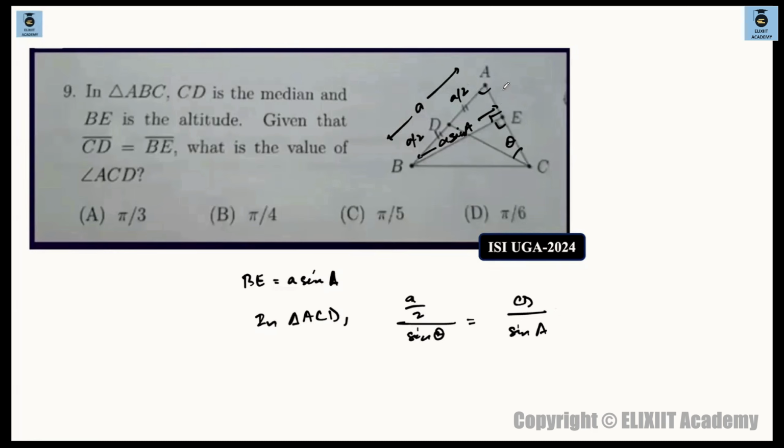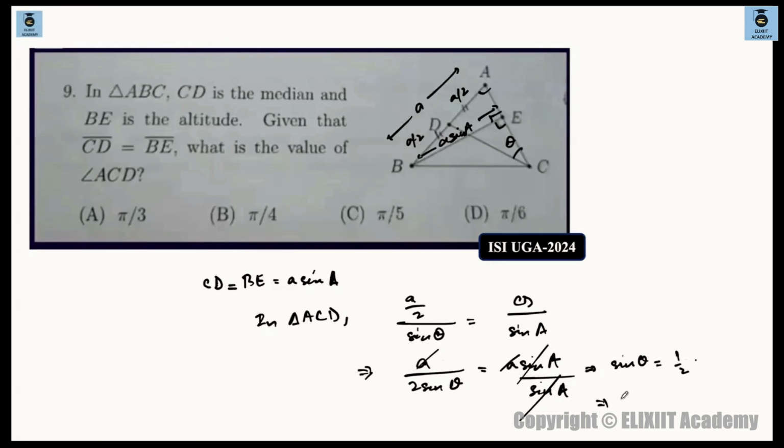Okay. So if I simplify this, what I get is a by 2 times sine theta is equal to CD. Now what is CD? Here BE and CD are equal. B is basically A sin A, and CD is also A sin A. So CD is the same as B, which is A sin A, divided by sin A. So sin A and sin A will cancel out, A and A will cancel out. We will be getting sin theta to be half.